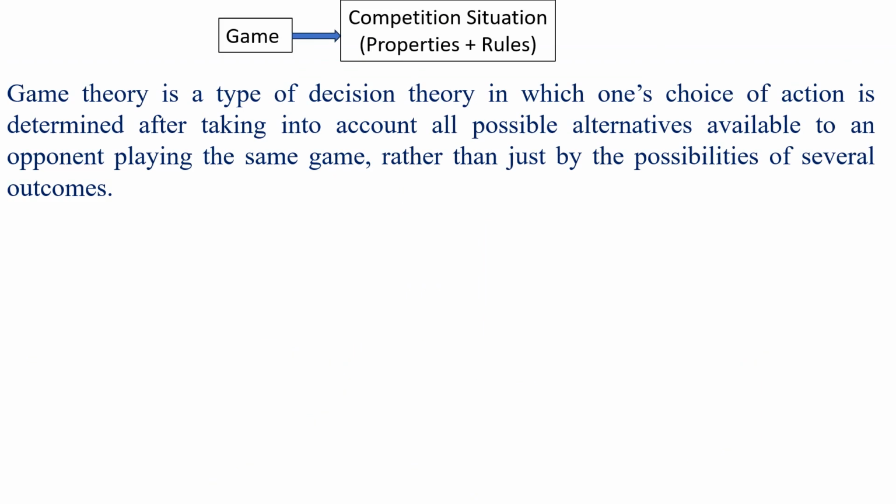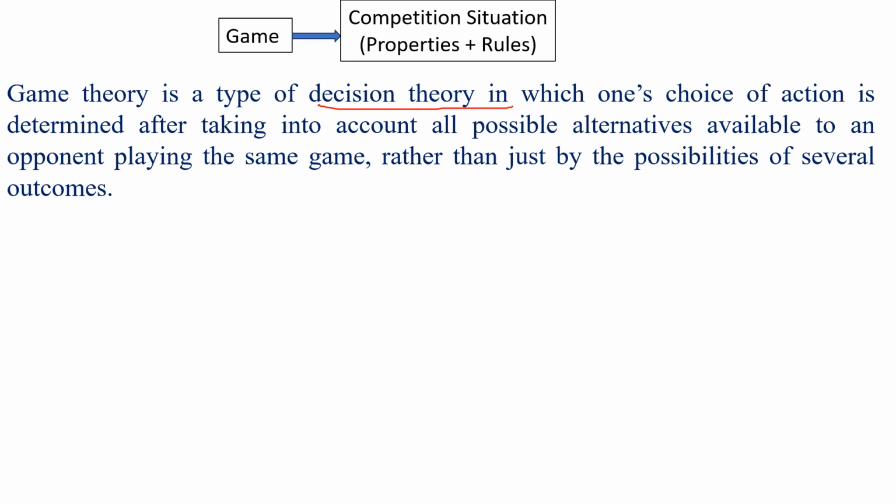Let us see the definition of game theory. Game theory is a type of decision theory in which one's choice of action is determined after taking into account all possible alternatives available to an opponent playing the same game, rather than just by the possibilities of several outcomes.